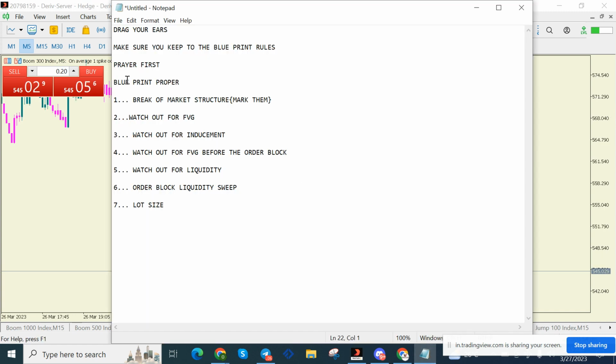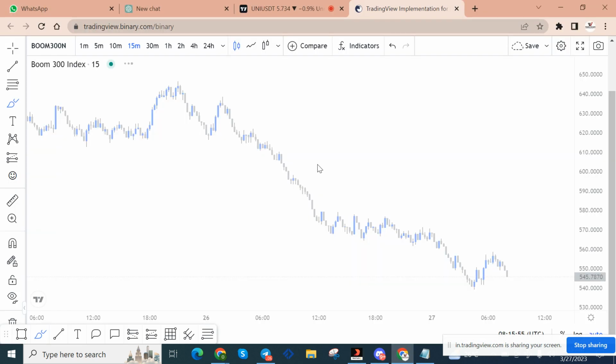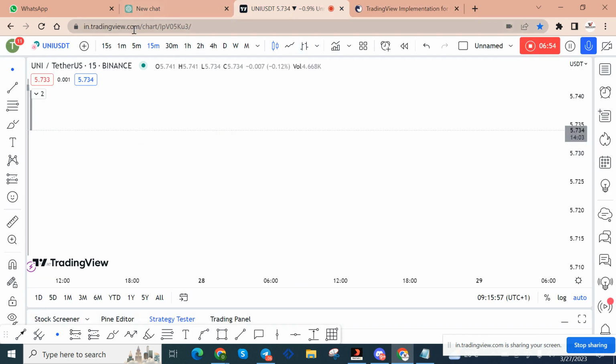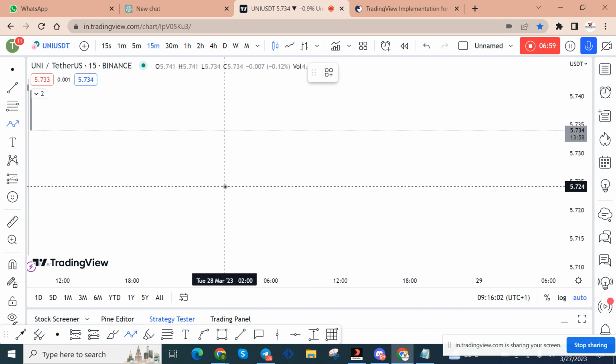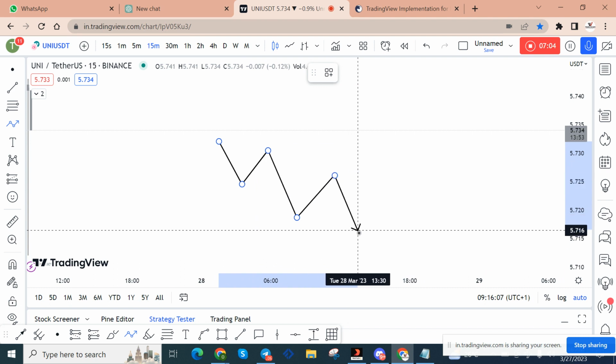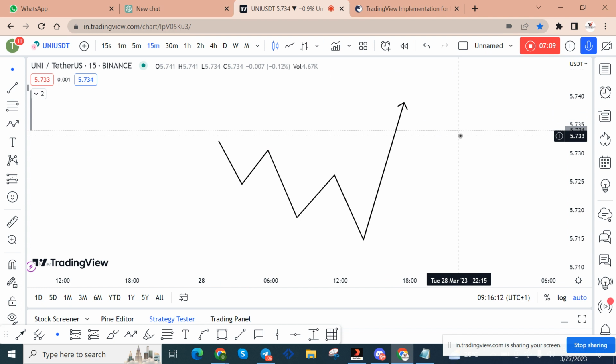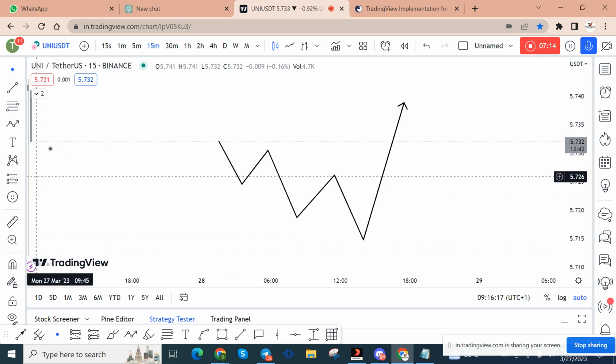So let's go back to our blueprint. First thing, break of market structure. And I said mark them. So what you're going to be doing is what? You mark. When you're marking your market structure, most of you should know this, right? You do this. So let's say we have something like this, something like this, something like this, and something like this. The main thing is you're actually looking out for support and resistance that are visible to the eyes. All right.